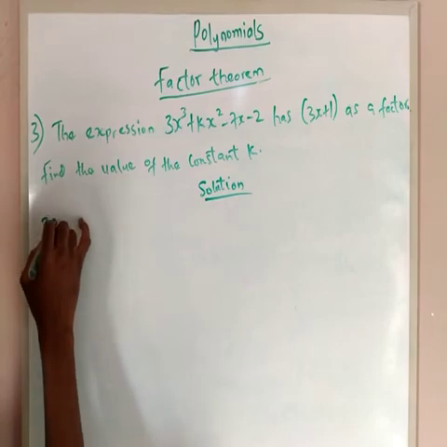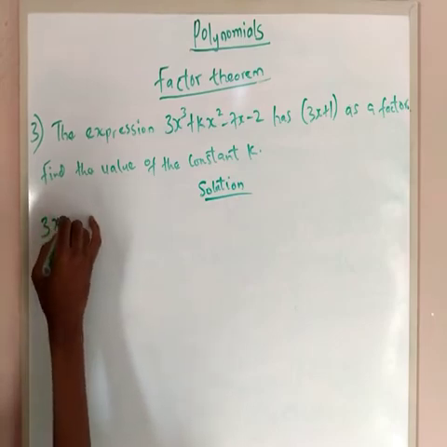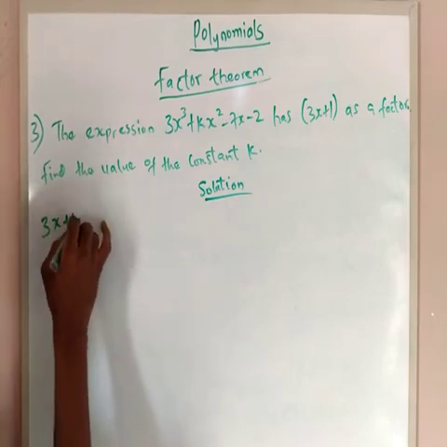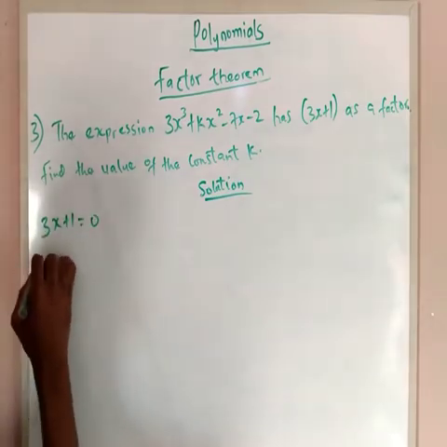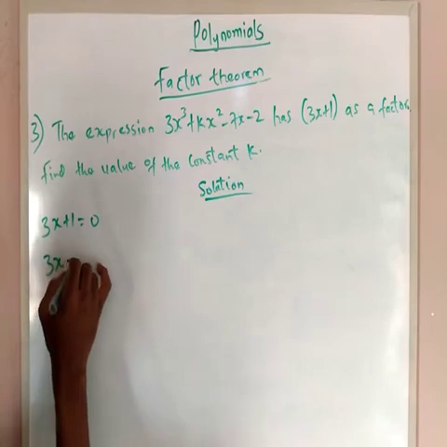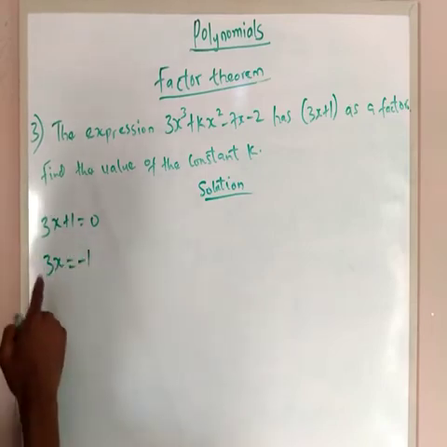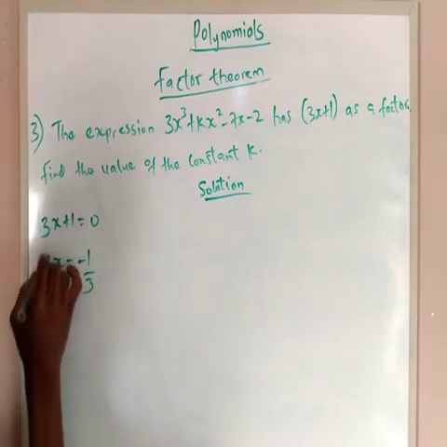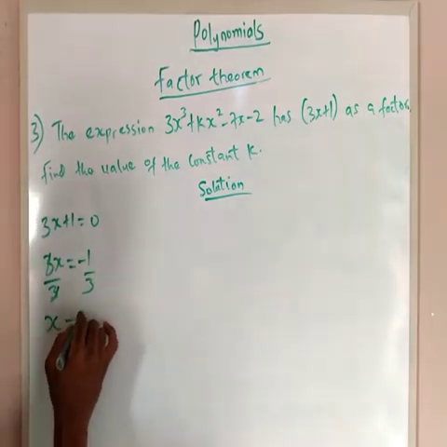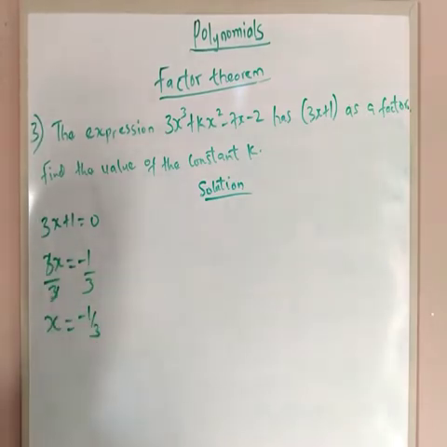We equate our divisor to 0. So we have 3x plus 1 equal to 0. Then we make x the subject of the formula. So we have 3x equal to minus 1, and we divide both sides by 3. So we have x equal to minus 1 over 3.